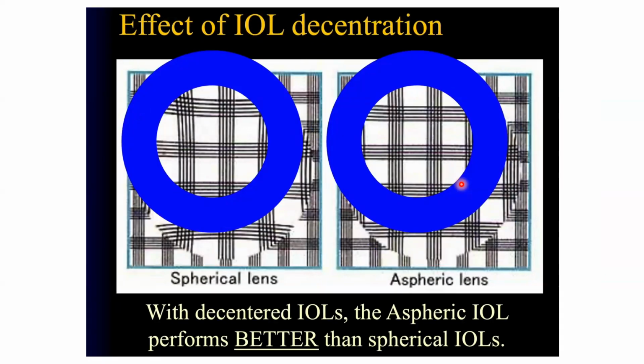Coming to the effect of IOL decentration. So with decentered IOLs, the aspheric IOLs perform better than spherical IOLs. But as we noted, the negative spherical aberration IOLs are very sensitive to decentration.